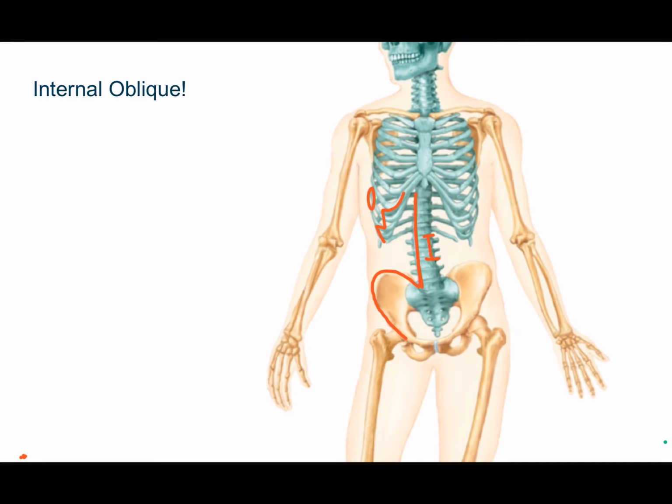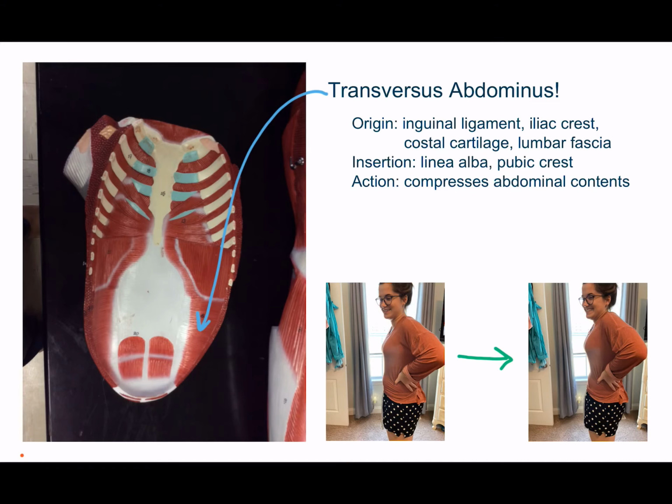So your internal oblique, while again hard to draw, weaves in between, kind of in a jagged pattern on these ribs, and then it just takes up this little area. So your transversus abdominis is actually kind of easy to remember because it runs transversely. It's going to run straight across, not up and down or anything like that, just straight across, transversus. It originates at your inguinal ligament, your iliac crest, your costal cartilage, and your lumbar fascia. So it just kind of goes across.